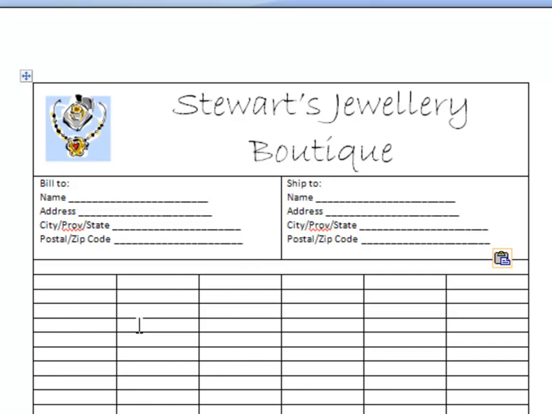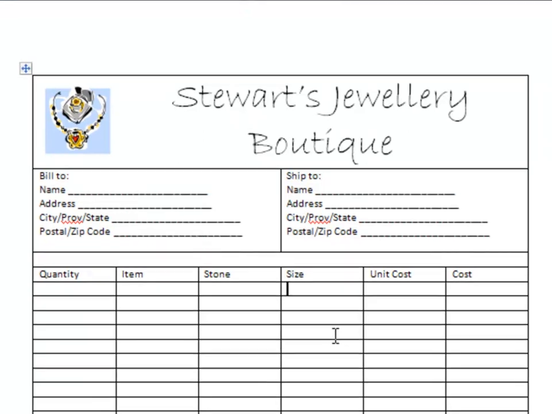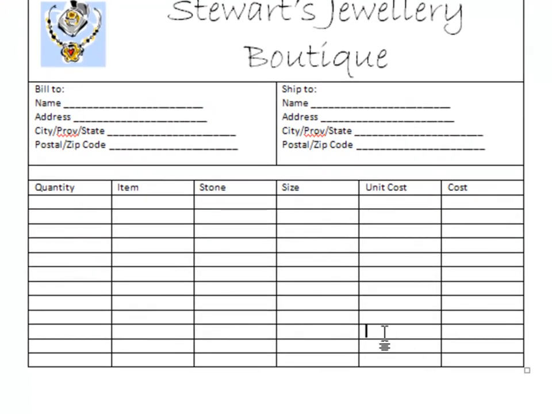Now we want to put some headings at the top of these columns here. Just by the way, you can use the tab key. It'll move you from column to column. And then down on the bottom, we're going to have some other information in our cells.